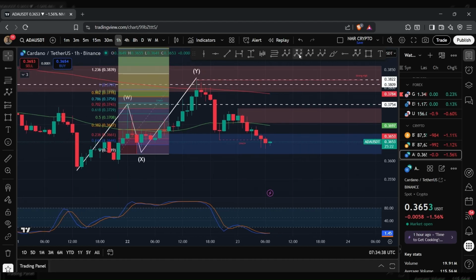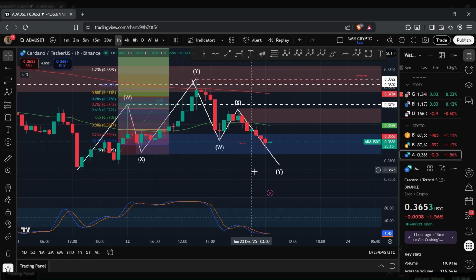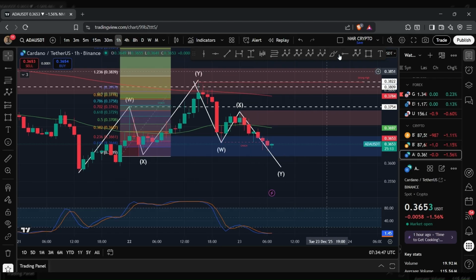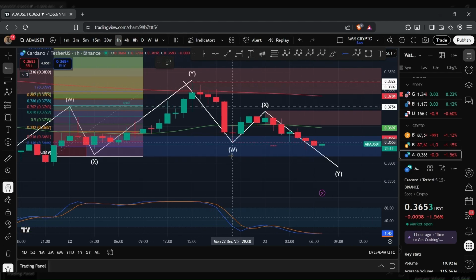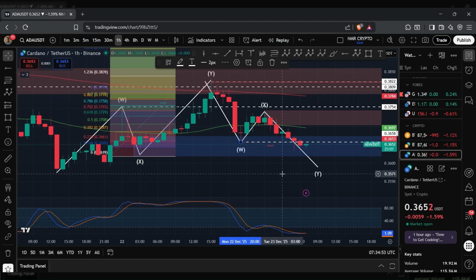and here we have this correction that's forming right now, a correction above another double WXY structure, where this move is the W wave, this move is the X wave, and this move is the Y wave. And this double WXY structure was confirmed once we ended up breaching below the wave W, which then triggered a change of character, signaling that we are slightly bearish.